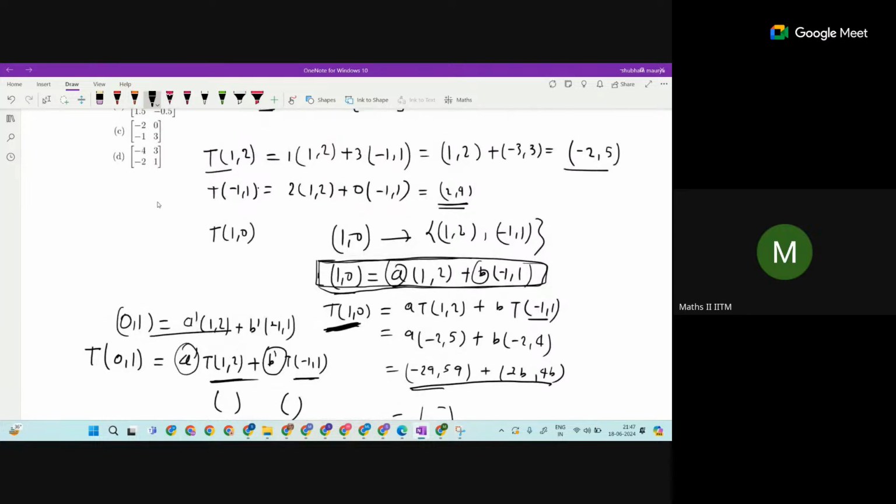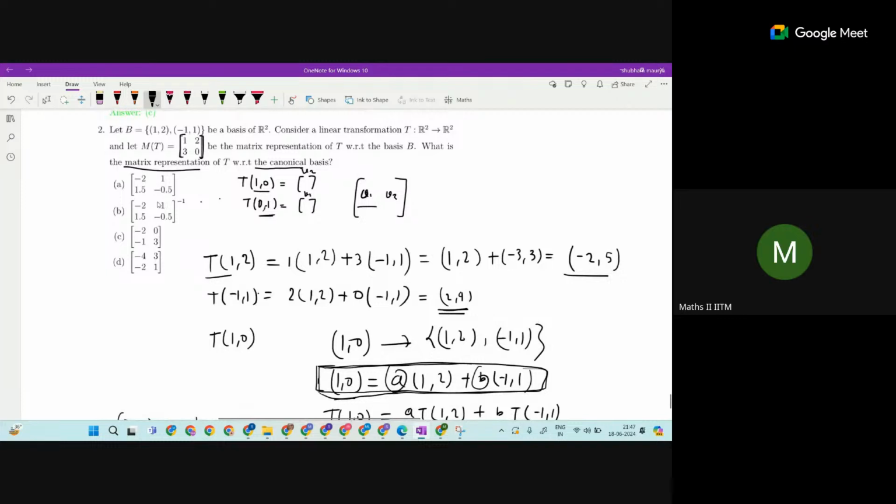So two times we have to solve the system of linear equations. See how many times we are using the system of linear equations. So, you got the process of how to find this? Okay, that's all. I'm just skipping the calculation part now. Any other doubt?